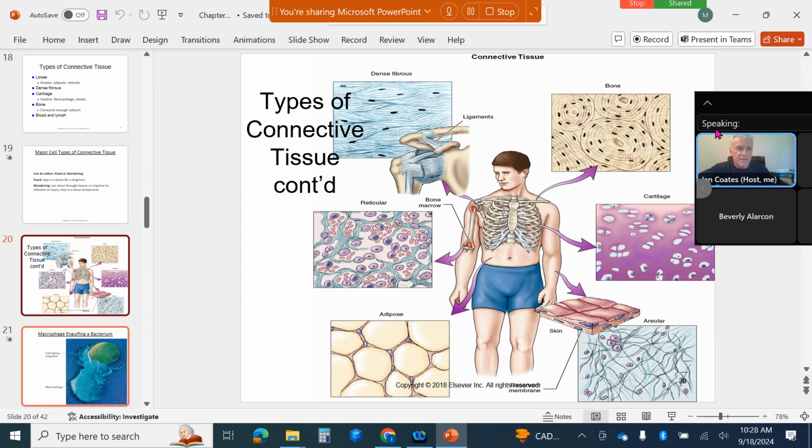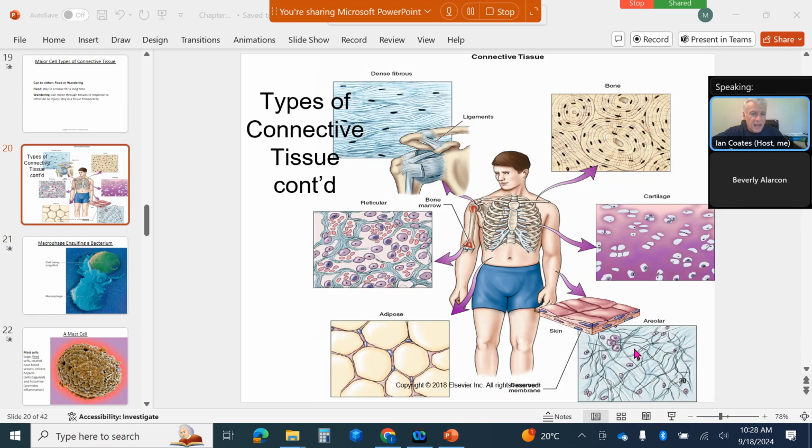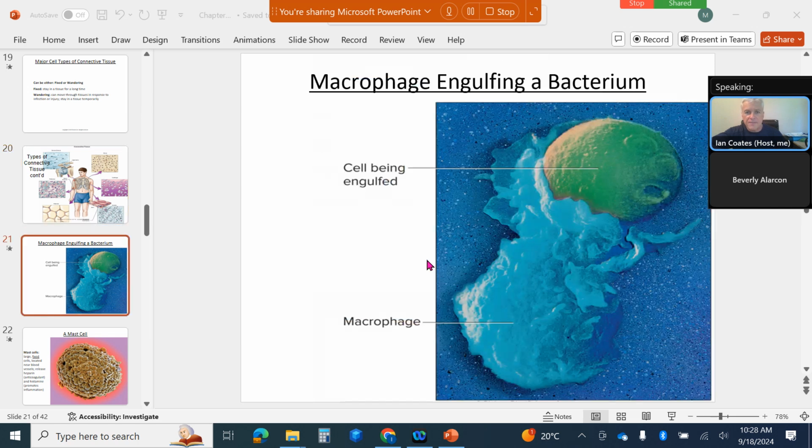The bones are alive. There's cartilage. Okay. We've got areolar tissue down here. We also have, there's your adipose tissue, most easily recognizable as fat. Reticular fibers there when we're talking about the bone marrow. Lots of good stuff here. This is a macrophage that is chomp chomp, Pac-Man eating a bacteria.